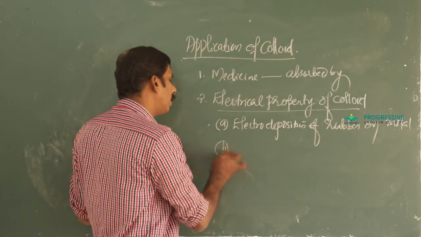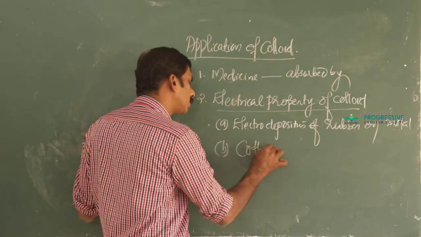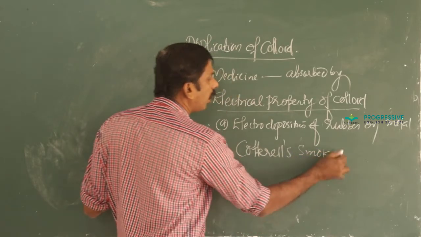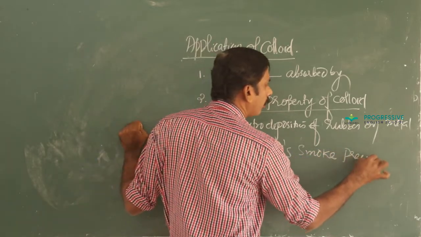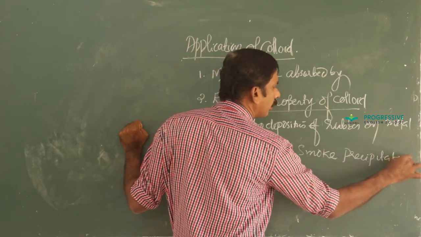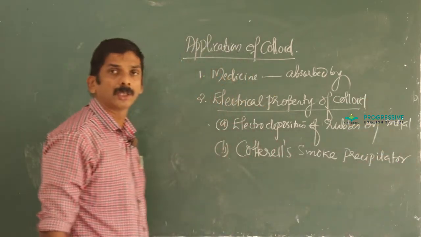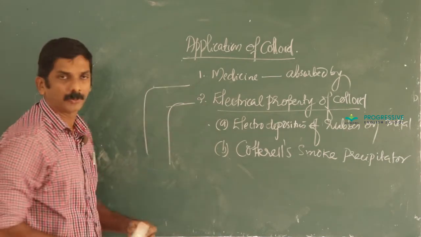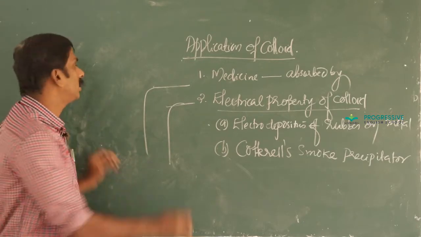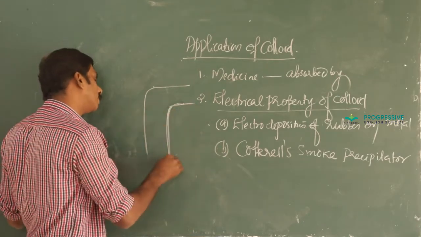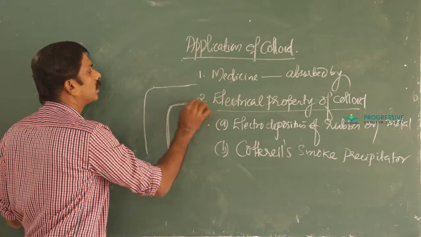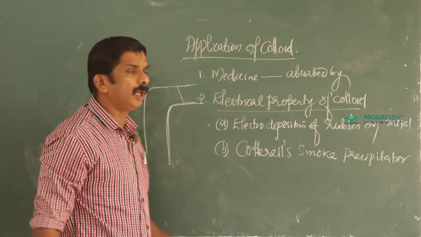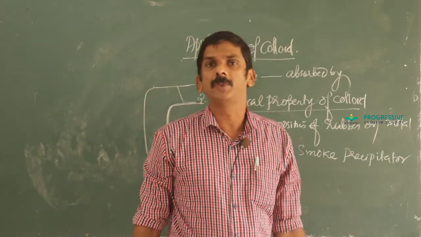And the second one is Cottrell's smoke precipitator. Cottrell smoke precipitator means in certain factories lot of outlets are there to exhaust gases, smoke, and if the amount of smoke increases considerably, it causes atmospheric pollution.